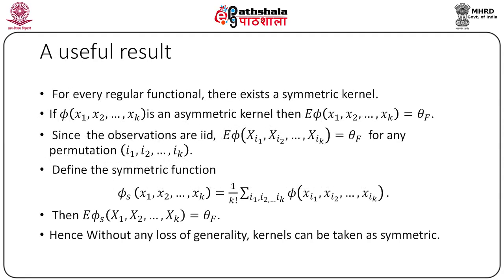Now, we give an interesting result: for every regular functional, there exists a symmetric kernel. The proof goes like this. Consider a kernel of degree k and take all the k factorial permutations of its arguments. For each permutation, evaluate the kernel. Then the average of these values will also be a kernel, with symmetry. Therefore, without any loss of generality, kernels can be taken as symmetric.